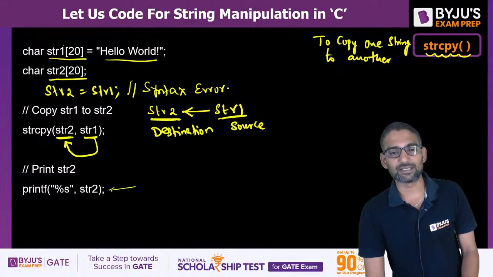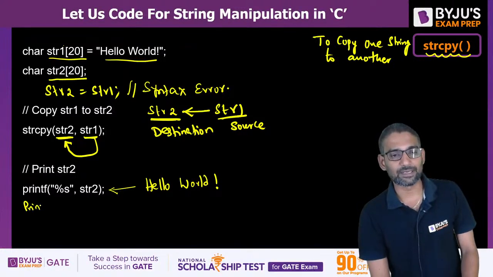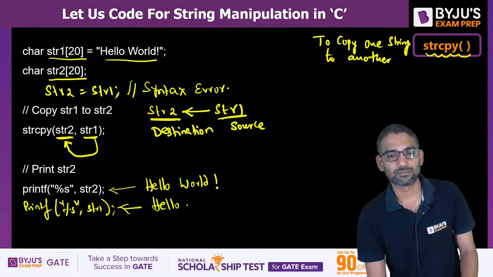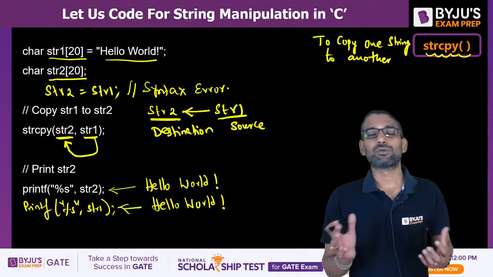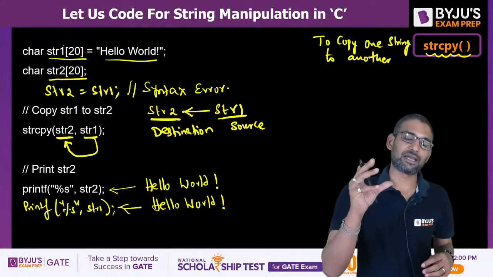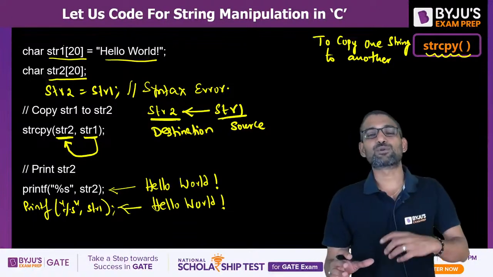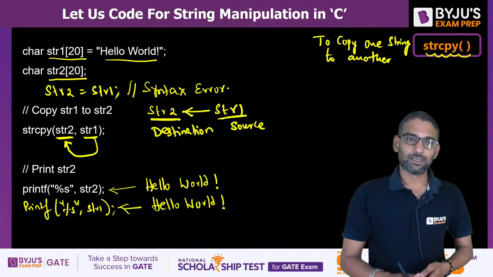So whenever I print str2, now I get hello world undoubtedly. Also, if I print str1, now also what do I get? Hello world. The same I will be getting, because it's not moving. It's not that the str1 value is erased after copying. str1 has the same value, and that value is copied into str2. Okay.